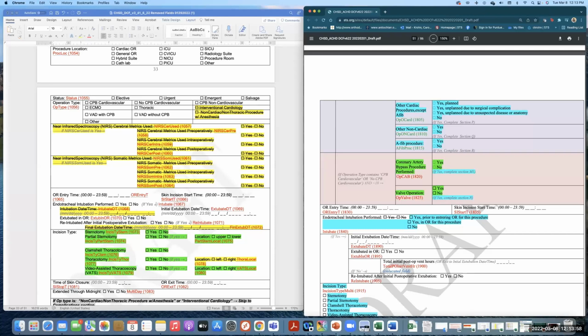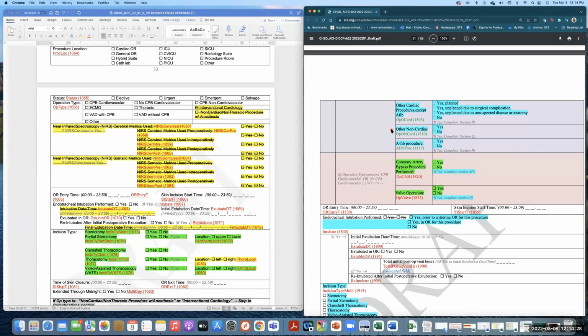So examples here would be like a carotid. So they're going to do a CABG with a carotid endarterectomy at the same time. Or they are going to do some sort of vascular procedure or a thoracic procedure or some other planned or even non-planned procedure that's non-cardiac in nature.